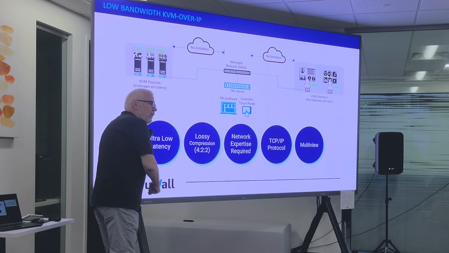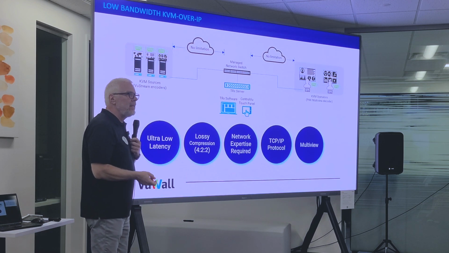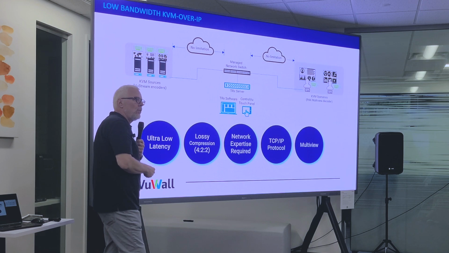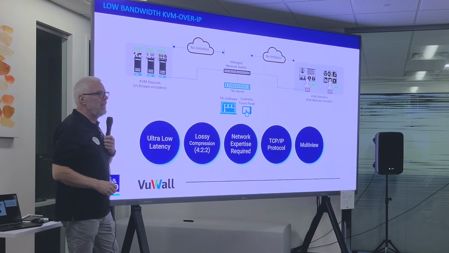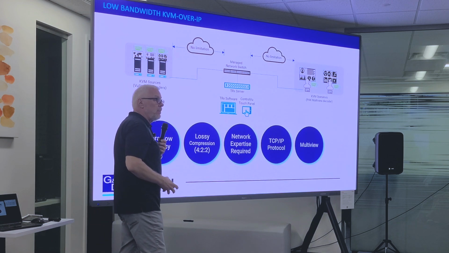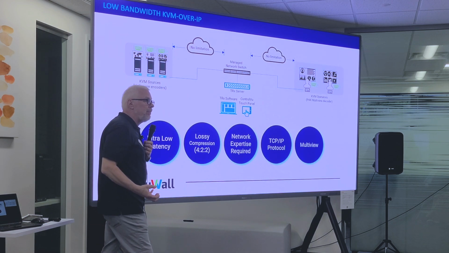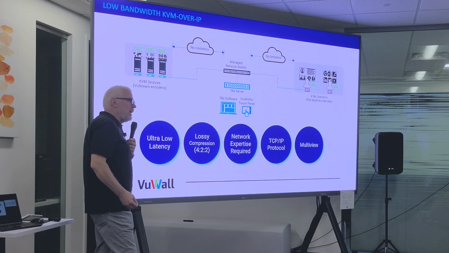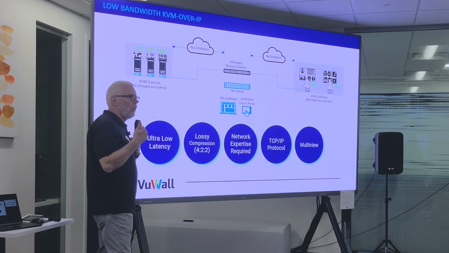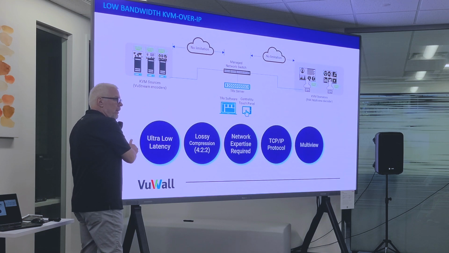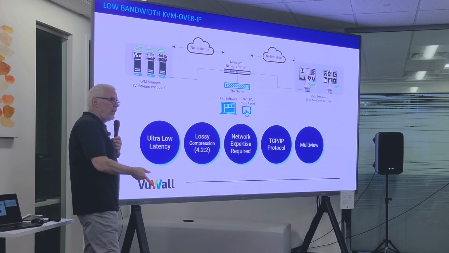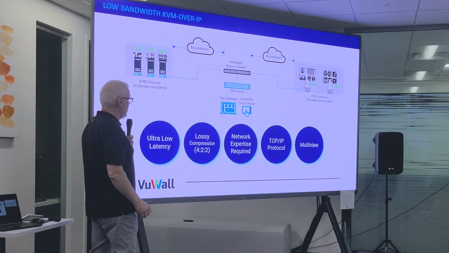It's also ultra low latency. I would say the latency is not as low as the two previous solutions we showed you. We're talking about here sub 40 millisecond. Still very acceptable for most KVM applications, but in some applications like air traffic control or broadcast live events, that might be a bit on the edge. So the other solution is more acceptable.